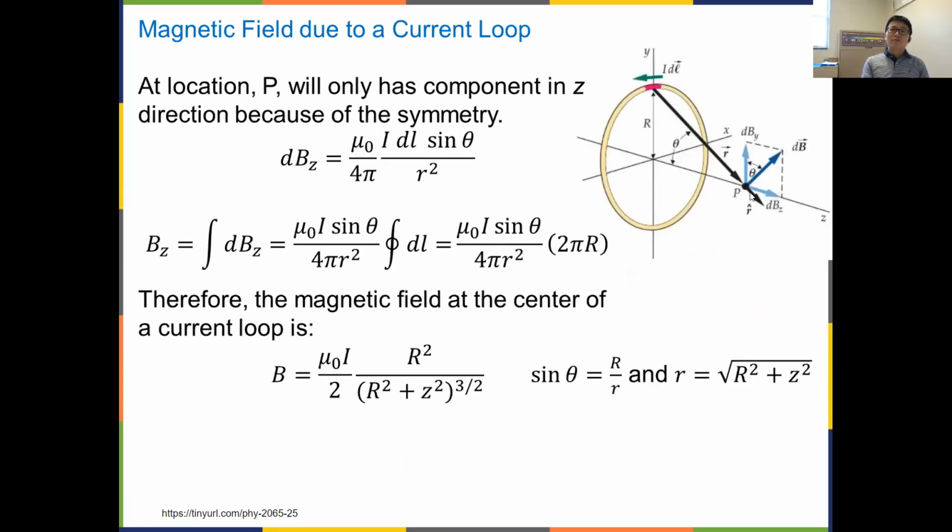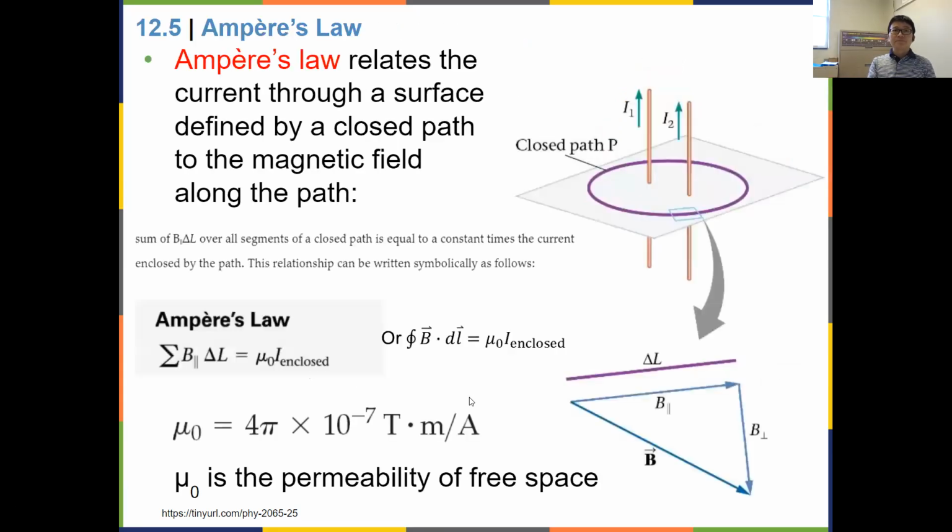For a particular point on the axis that goes to the center of this loop, it's equal to a different result. But again, you take a small portion dl from the current carrying loop, and then integrate. Due to symmetry, the magnetic field will just have a z component, not a y component or x component. So at the end, B is equal to mu naught I over 2, R squared over R squared plus z squared, to the 3/2 power in the denominator.